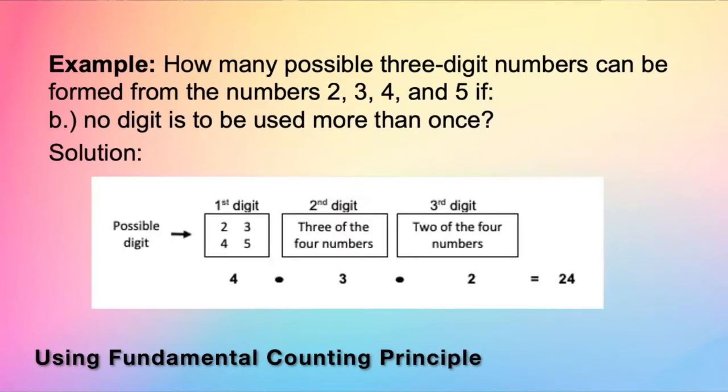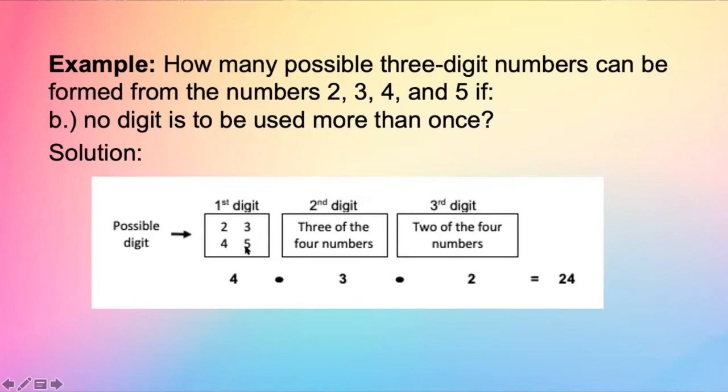Letter B. For the first digit, all numbers can be used. We have 2, 3, 4, and 5. For the second digit, there are only 3 possible numbers to be used since we cannot use any of the numbers more than once. For instance, if we use 2 in the first digit, then we cannot use it again in the second digit. Thus, 3, 4, and 5 are the only numbers available for the second digit.